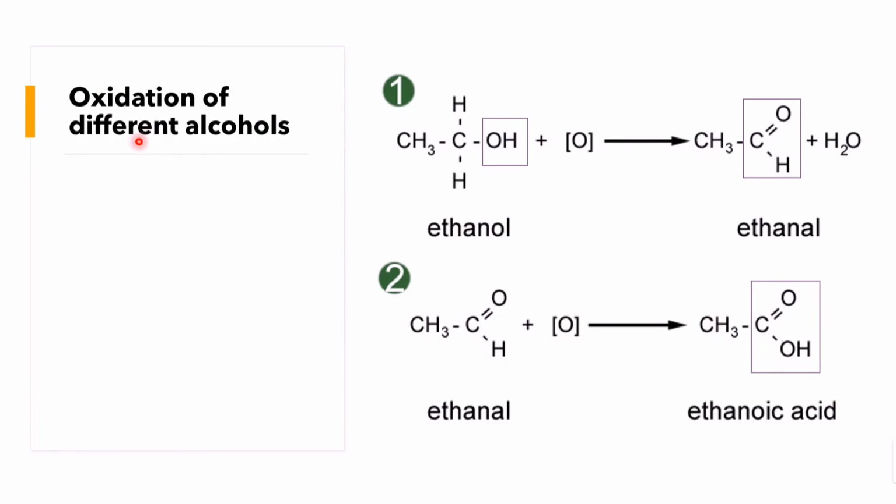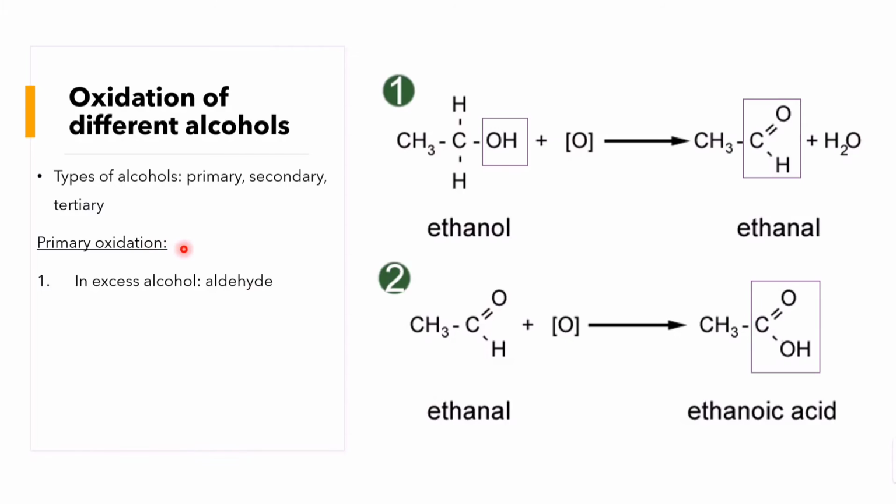So now we're going to look at the oxidation of different alcohols. And we know our three types are primary, secondary and tertiary, and all three of these have different oxidation products. So first we're going to look at primary oxidation. In excess alcohol, a primary alcohol will form an aldehyde when oxidized.